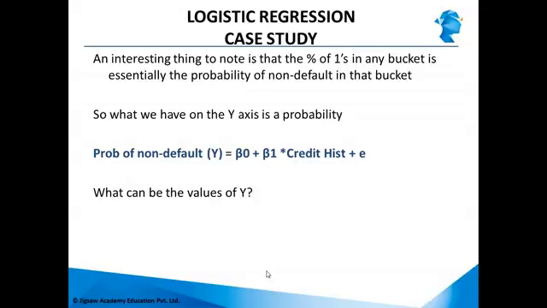So what we have now, the equation has become the probability of non-default y equals beta 0 plus beta 1 times credit history plus the error term. Credit history is in buckets. Now think about the values of y. If we have y as my response variable, which is the probability of non-default, what sort of values can y take? y can take only values between 0 and 1, because it is a probability variable.